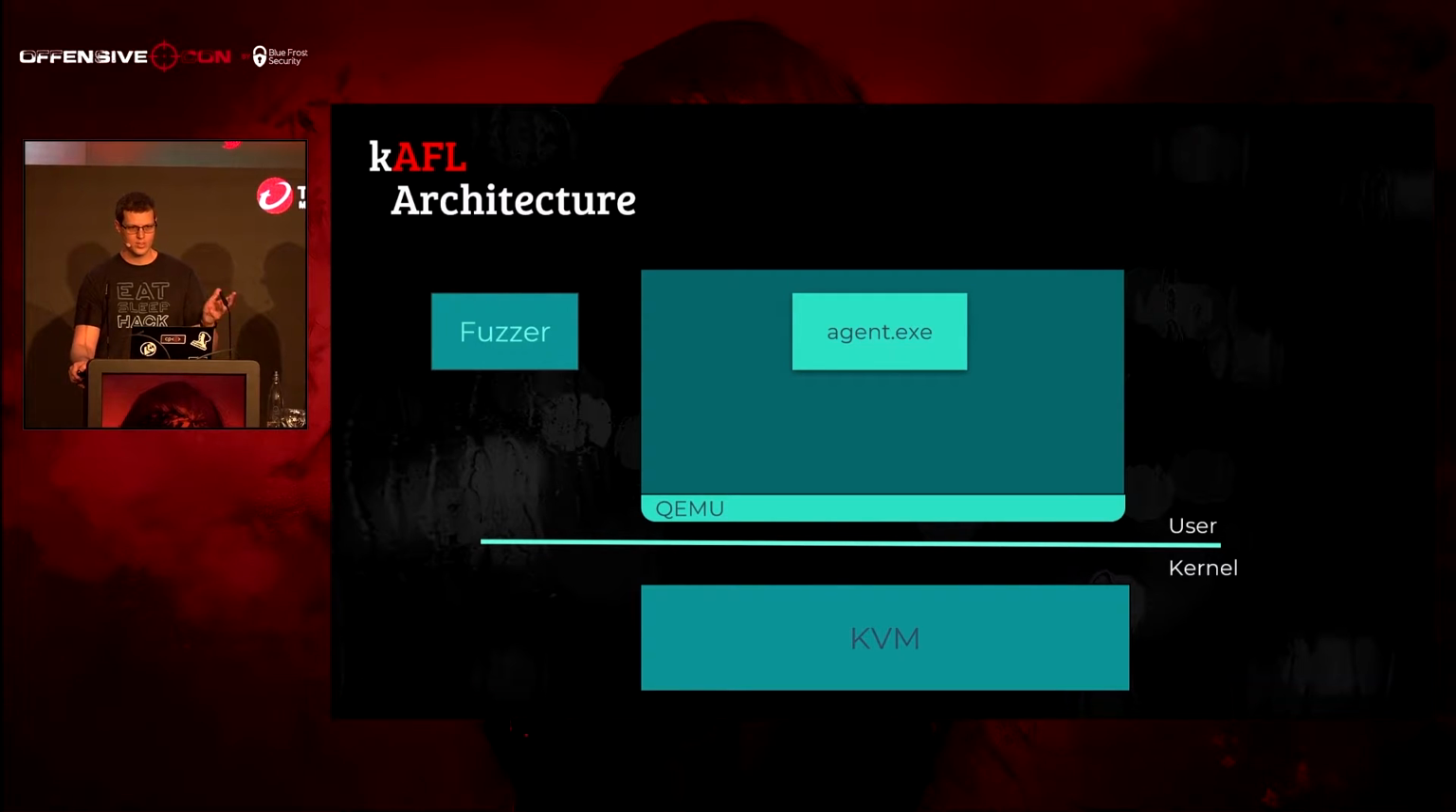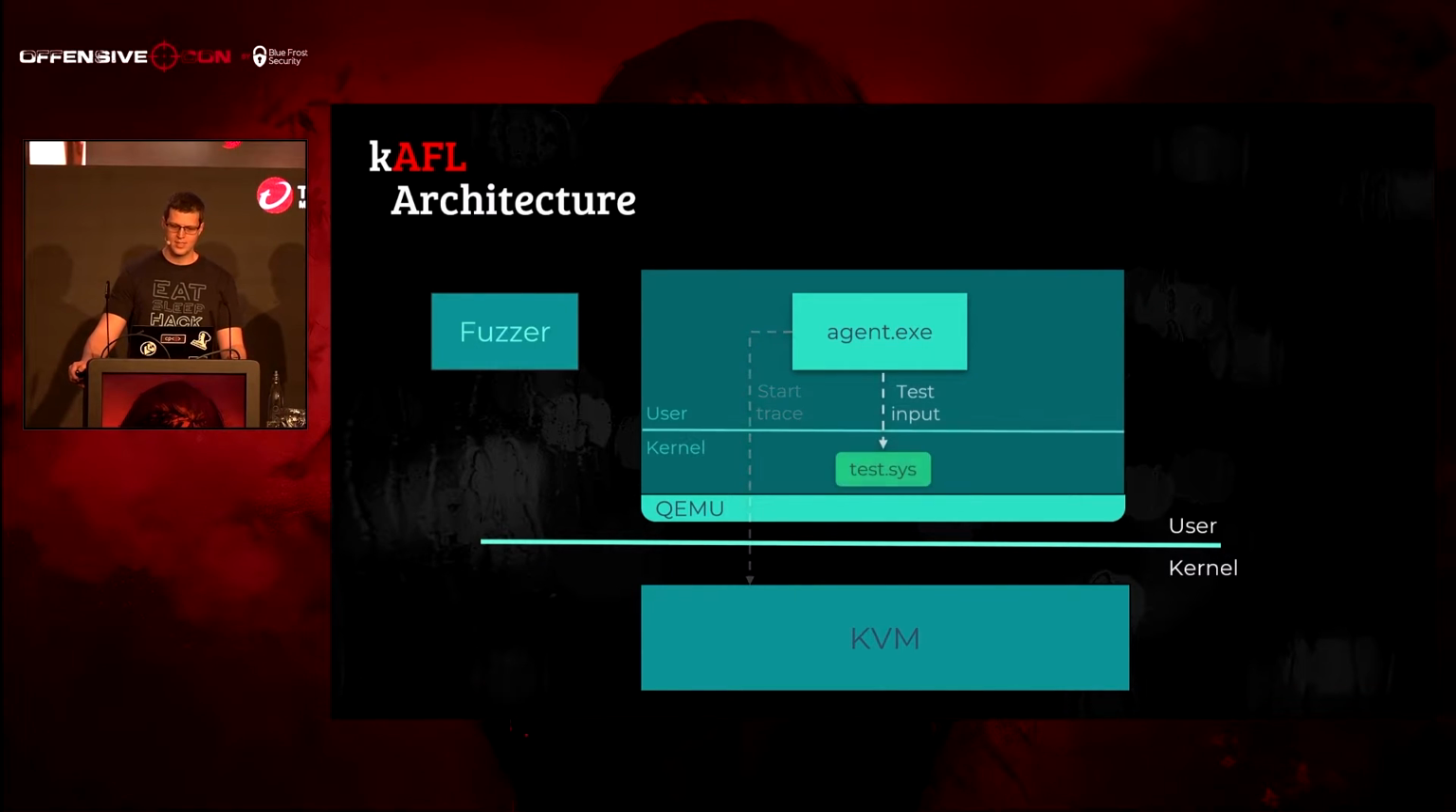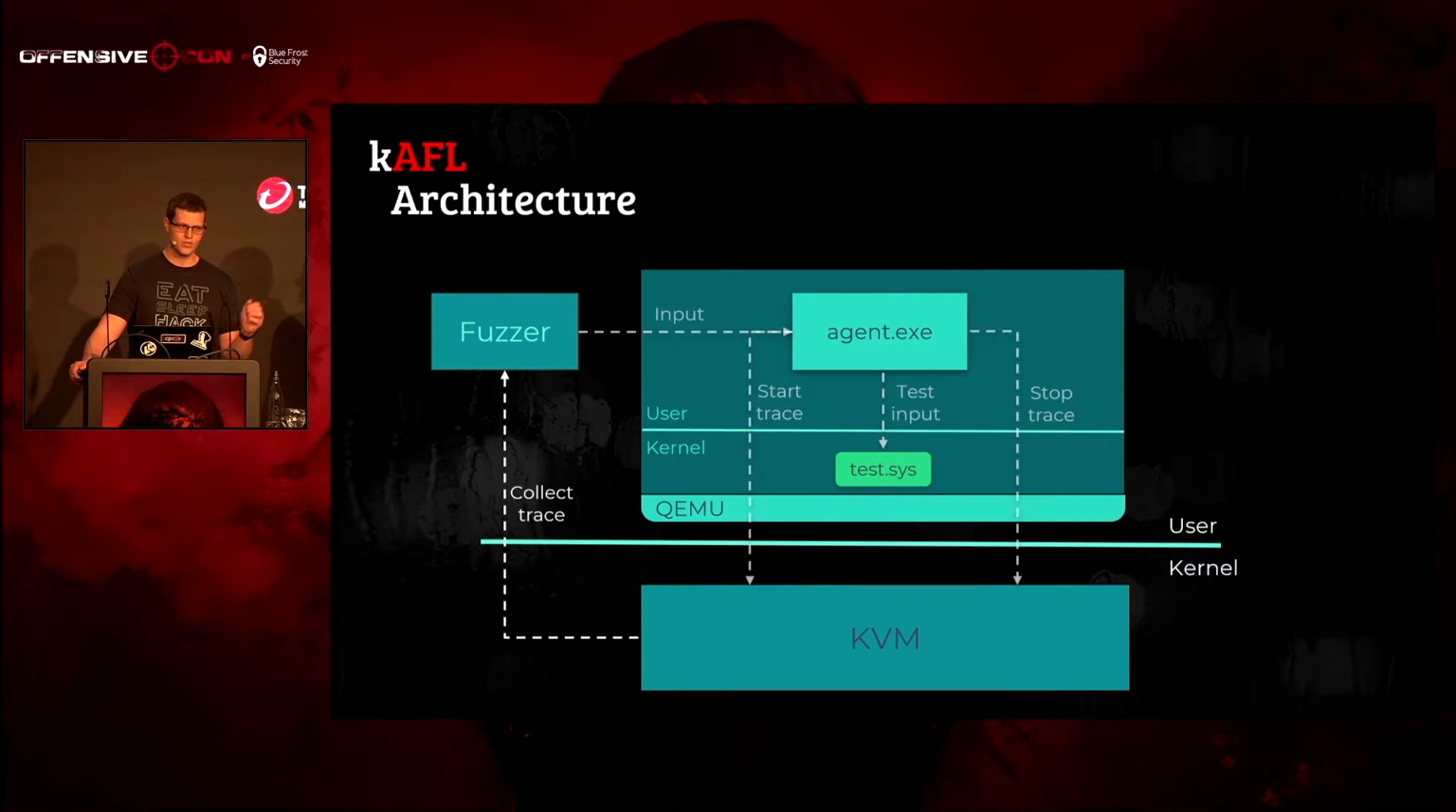The fuzzing looks something like this. The agent will request an input from the fuzzer. The input will be transferred through shared memory. Then the agent will request from the hypervisor to record coverage. We're going to talk about exactly how in a moment. Next, the agent will pass whatever buffer it got to whatever it wants to attack, in this case, test sys. And finally, it will stop coverage. It will notify the hypervisor to stop coverage, and the coverage will be transferred to the fuzzer.